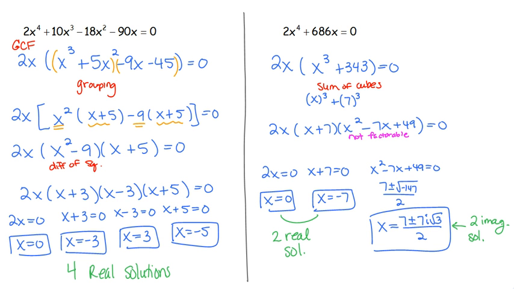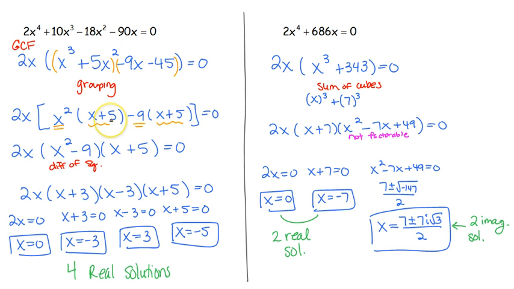Alright, let's go ahead and check these. First step is the GCF of the first one. We pull out that 2x. When we pull out the 2x, we've got x cubed plus 5x squared minus 9x minus 45. When you have 4 terms, the only option we have is to factor by grouping. So we group the first 2, we group the second 2. We pull the GCFs out, and we are lucky enough to have x plus 5 as the same piece inside.